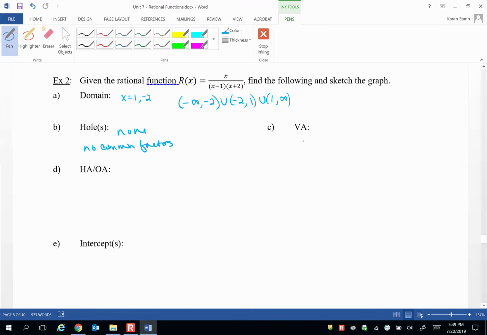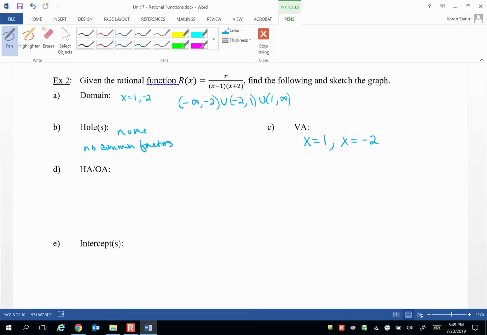And then also by inspection, we have 2 zeros of the denominator. We don't have a reduced form. R of x is just going to be R of x, so we'll use that throughout the rest of the analysis. So we have a vertical asymptote at x equals 1 and a vertical asymptote at x equals negative 2, because those are the zeros of the denominator, and we didn't have any holes. So they're both vertical asymptotes.